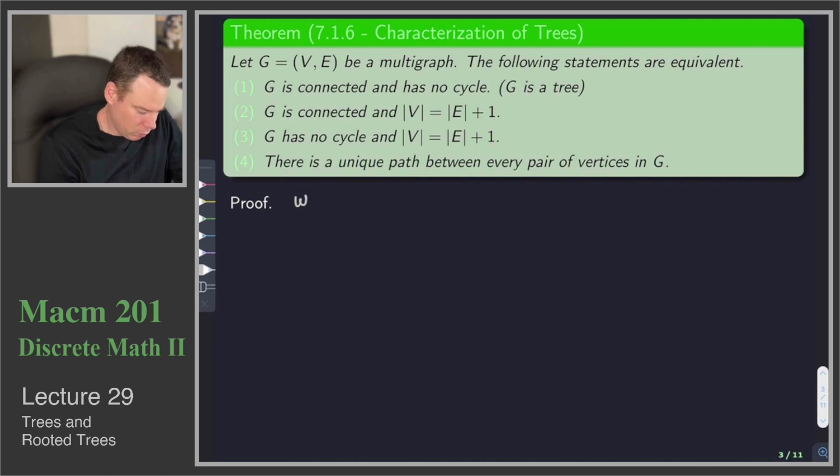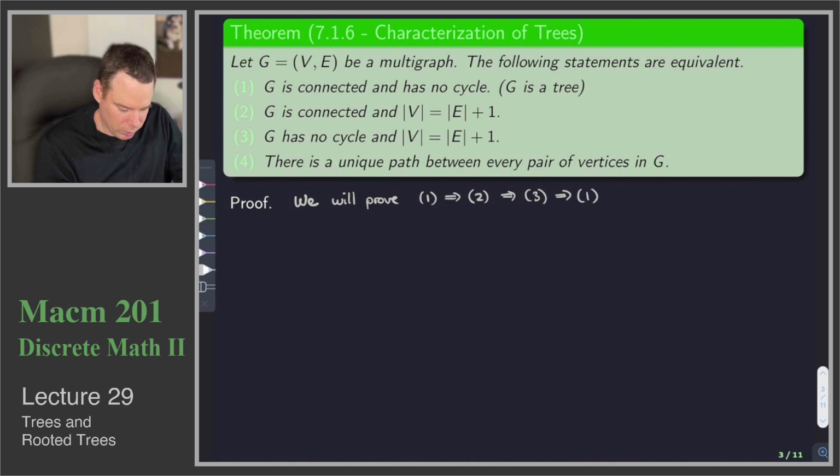And so that's what we're going to prove. We're going to prove that these are equivalent by showing the following. We will prove that condition 1 implies condition 2, condition 2 implies condition 3, condition 3 implies condition 1, and then we'll also show that 1 and 4 are equivalent. We've done most of the work already. This is really just bringing our previous ideas all together in one theorem. Let's go ahead and prove that 1 implies 2.